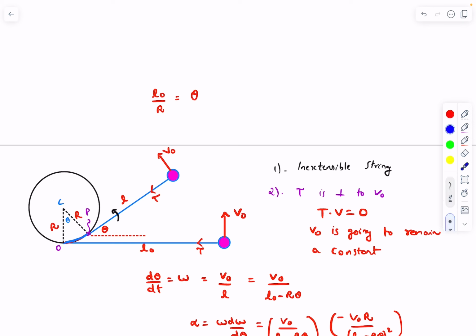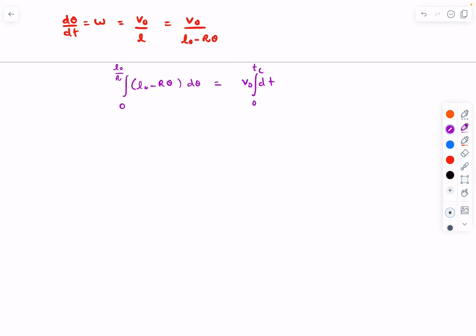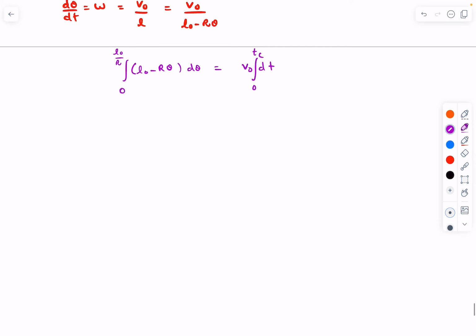So for example, imagine for a second that L naught equals 2 pi r. Then 2 pi r by r will give you 2 pi, which means the bead will complete one revolution and collide with the disk at point O. So you can take the example for any particular length, and basically the theta limit will be L naught divided by r. Okay, so now if you observe, they asked us about the distance traveled, rather than the time of collision.